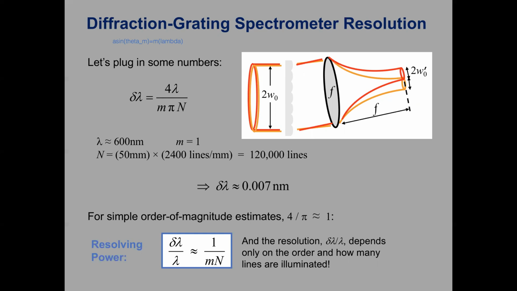So what we can do is get a simple formula for what we call the resolving power of a spectrometer: the ratio of the smallest wavelength difference it can measure to the average wavelength of all the light going in. And we see that really the only thing it depends on is the order of the diffraction grating you use, usually first order, and the number of slits that are actually illuminated with light. It's quite a simple estimate that is used just to get a working device in the lab.